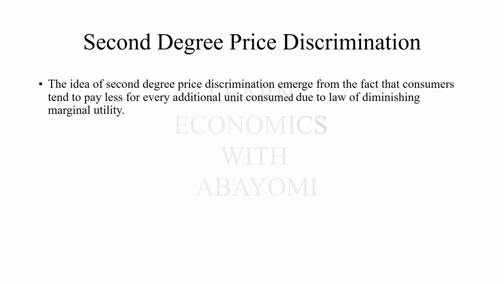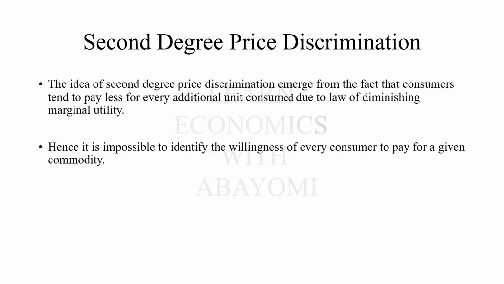So how can this second degree actually be achieved? What the second degree is saying is that it is impossible to identify the willingness of every consumer to pay for a particular commodity, because the more they consume a particular commodity, the less they pay. So it will be very difficult to know what they are actually willing to pay, because at that point they are not interested anymore. So how can we actually use this second degree price discrimination?